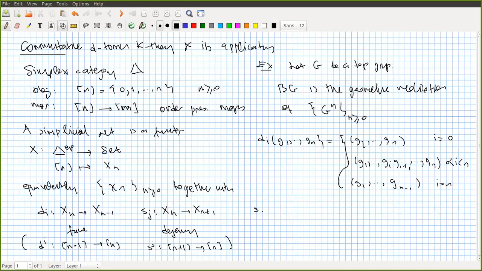And degeneracy maps, they go from (g_1, ..., g_n) to an n+1 tuple. So the tuple will look like (g_1, ..., g_j, 1, g_{j+1}, ..., g_n). So we go to the jth one and insert the 1 afterwards. So this 1 is the identity element in G. So essentially, the face and the degeneracy maps use the multiplication structure of the group and the identity element in the group.